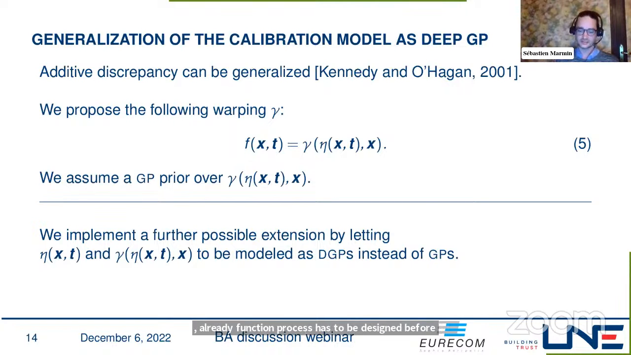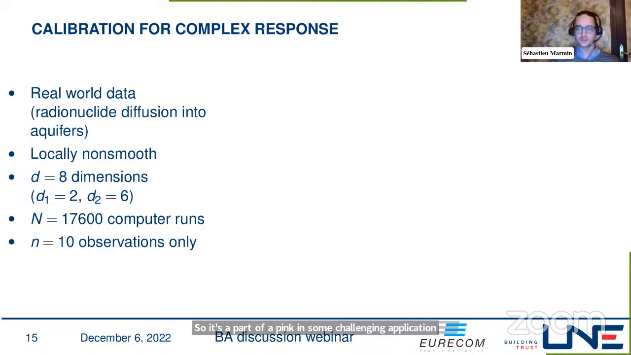Often the non-stationary Gaussian process has to be designed before seeing the data. And here, in this case, the non-stationarities are learned from the data using deep GPs. So it's particularly appealing in some challenging applications. And also, deep GPs are not easily inferred because, of course, there's a lot of degrees of freedom to infer. But with the random features, the scalability is feasible.